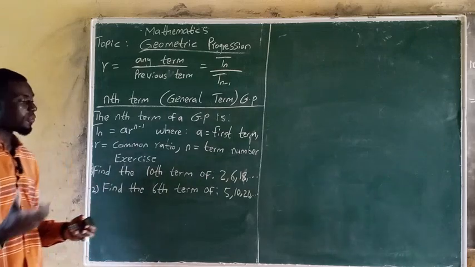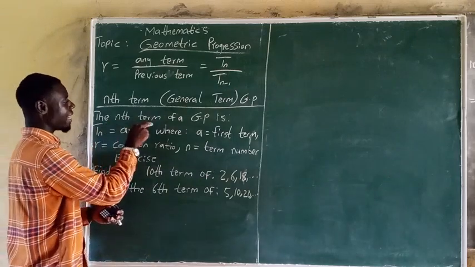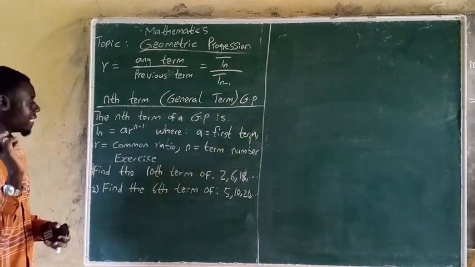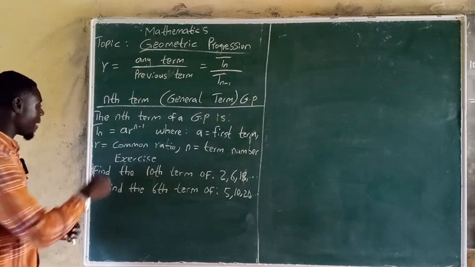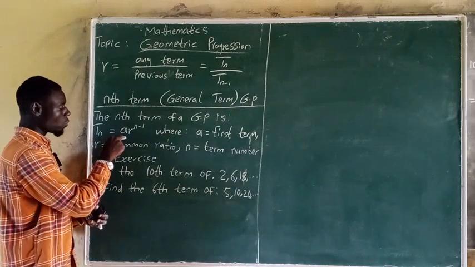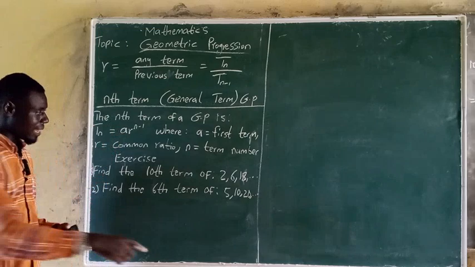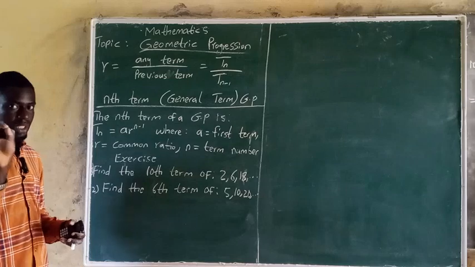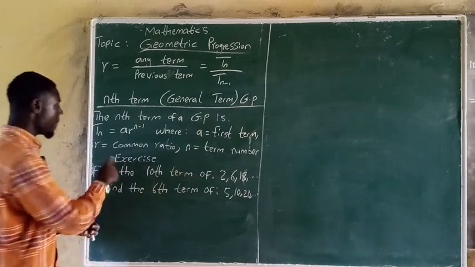So what do we use to find it? We say the nth term of a GP is t sub n. You have to know this formula, it is very, very important. T sub n is equal to a r raised to the power of n minus 1. A is always your first term. Look at the first number that occurs in a sequence; it's always your first term. It's very easy to get.